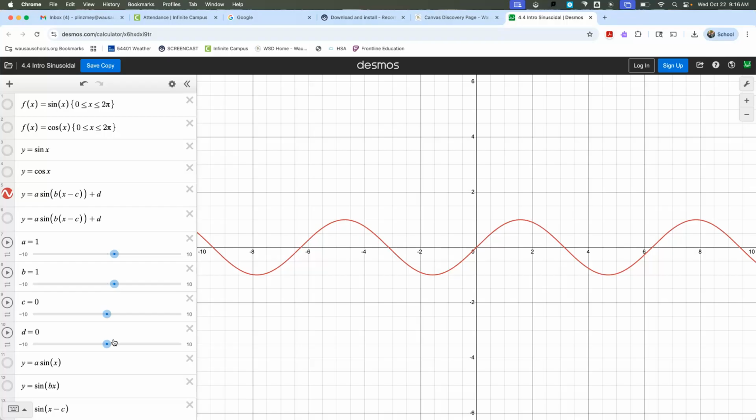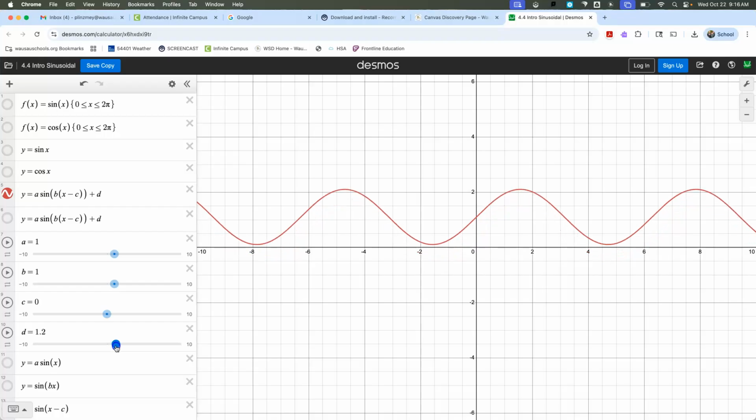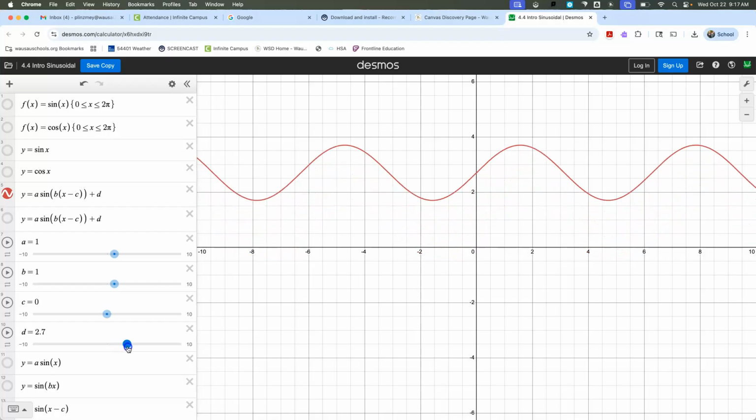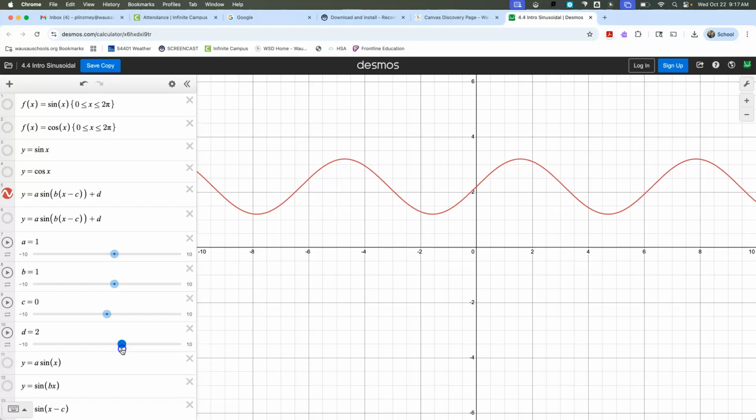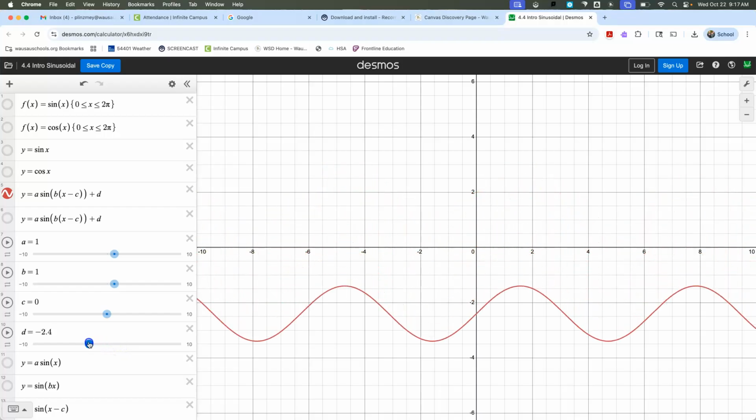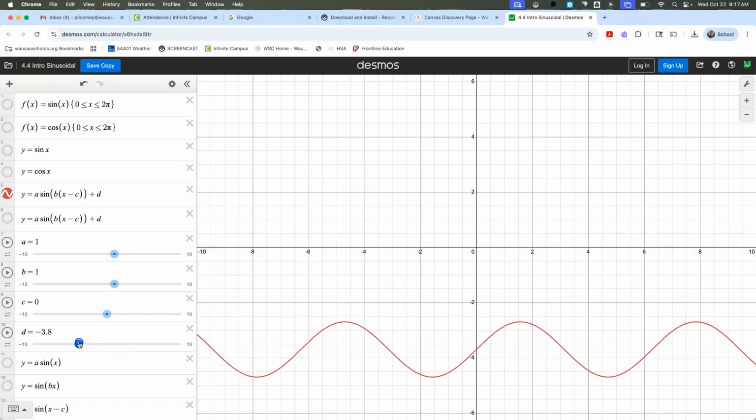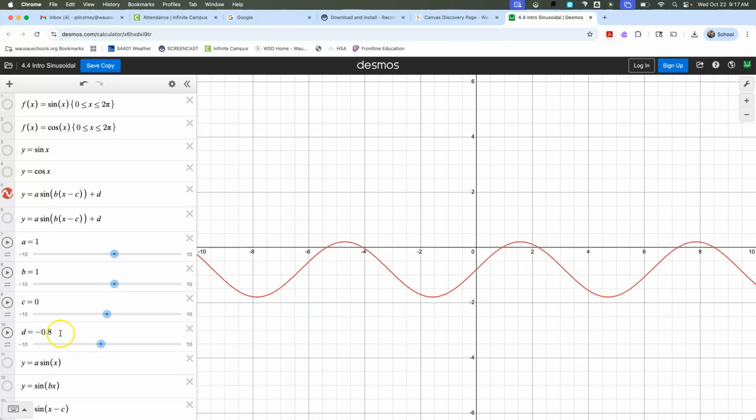Okay? Then our D value, that's going to be a vertical shift, and that's going to be, again, straight up. Positive makes it go up. Negative makes it go down. Okay?